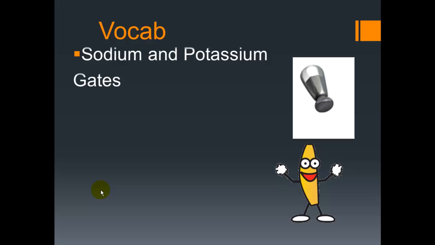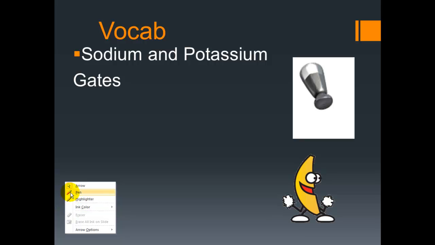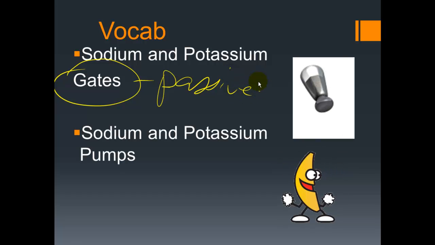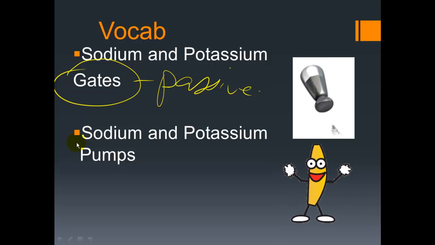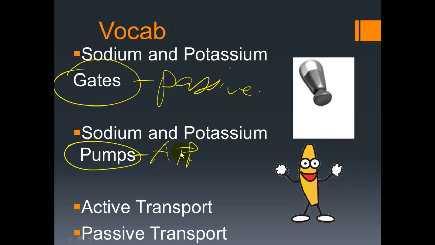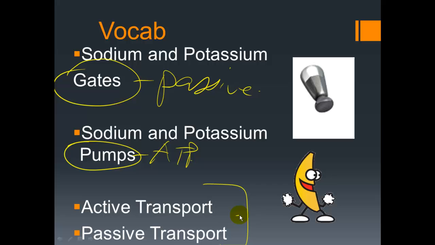Some key vocabulary. So again, if vocabulary gets you down, I would recommend pausing here. Sodium and potassium gates. This goes back to Unit G. Gates are going to be passive transport, no ATP. It's going to be facilitated transport. Sodium and potassium pumps. Pumps are going to be talking about active transport requiring ATP, and so this goes back to Unit G, and if you weren't here for Unit G, then that would be something you would want to attend to: active transport and passive.